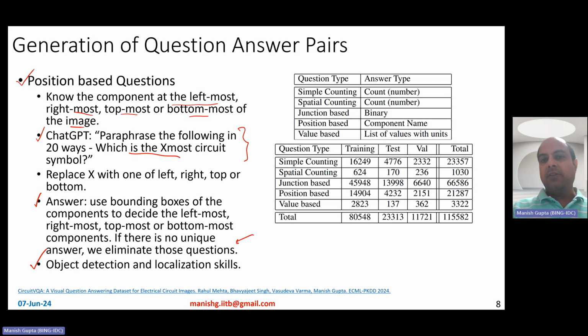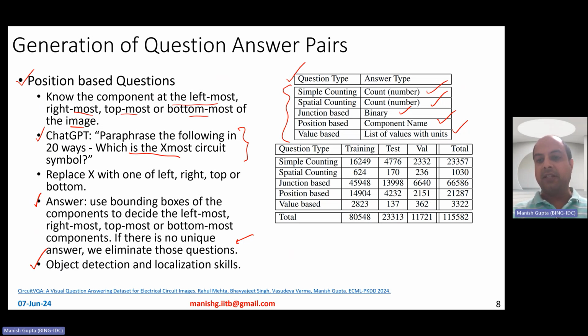So overall, in summary, we have 5 different question types. The simple counting is count-based, spatial counting, again, count-based answers, junction-based are binary answers, where yes or no is expected. Position-based expects a component name as an answer. Value-based questions basically expect a list of values with units as the answer. Okay, so these are the stats in our data set.